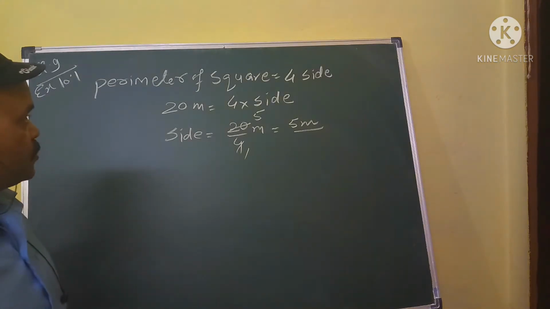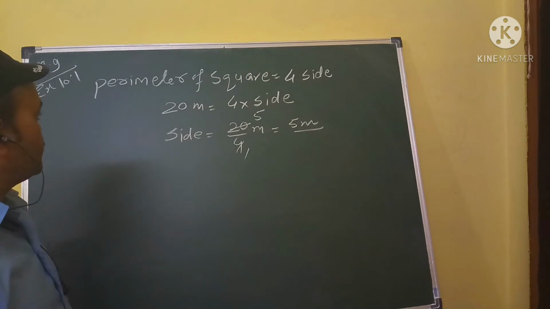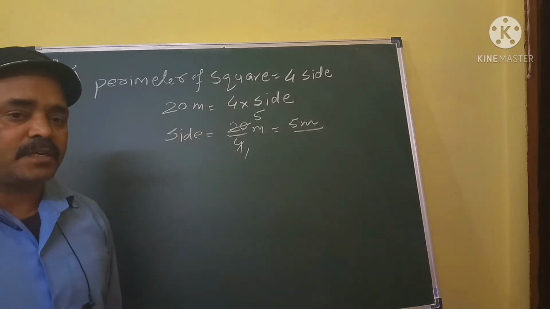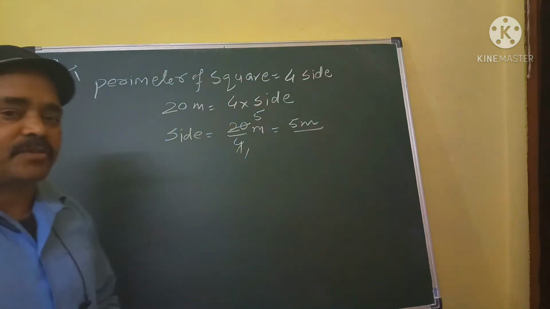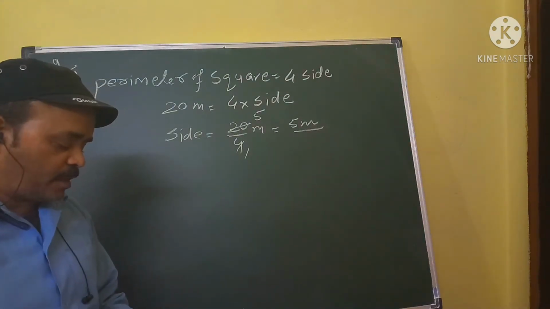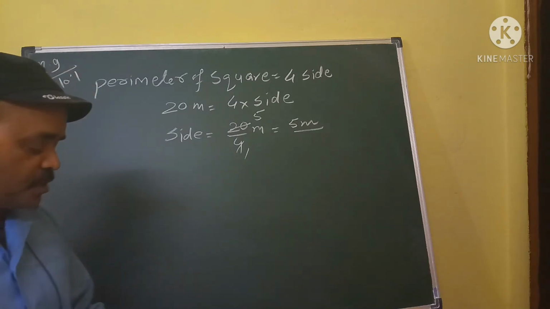In this question, what is your required answer? 5 meter. 5 meter is the side of the given square. This is your required answer for your required question. Okay. Then after we will discuss one more question.